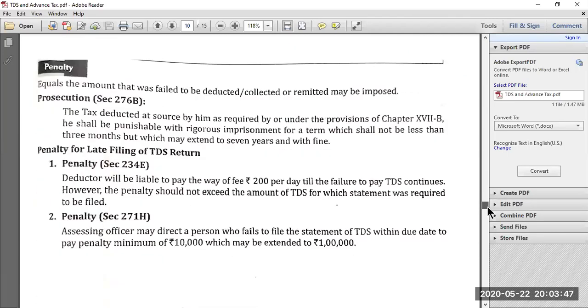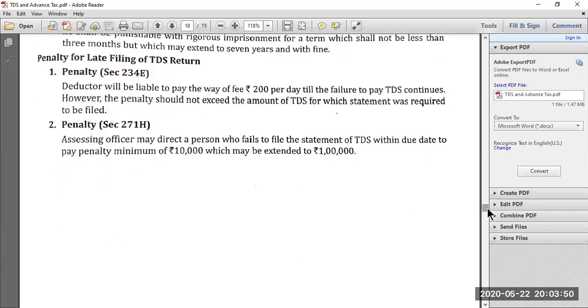Then again, penalty or late filing fee for filing TDS returns. If you are filing your TDS returns after the due dates, then an extra penalty would be levied. Under section 234E, the deductor will be liable to pay a fee of rupees 200 per day for the failure, which continues till the day on which you file.